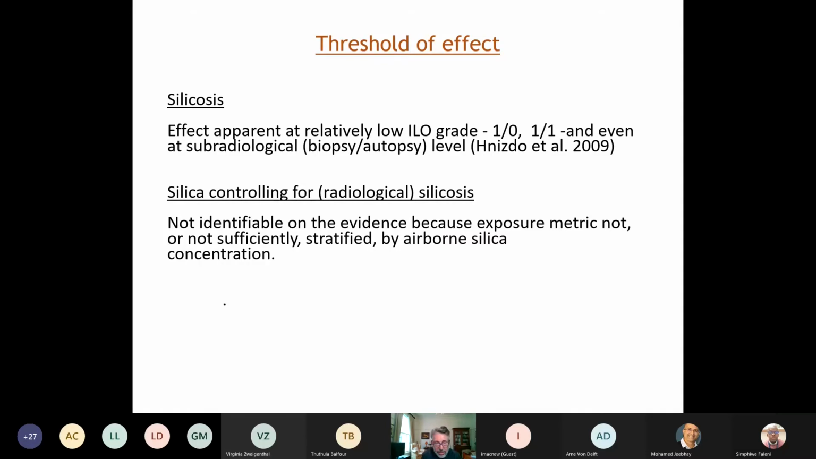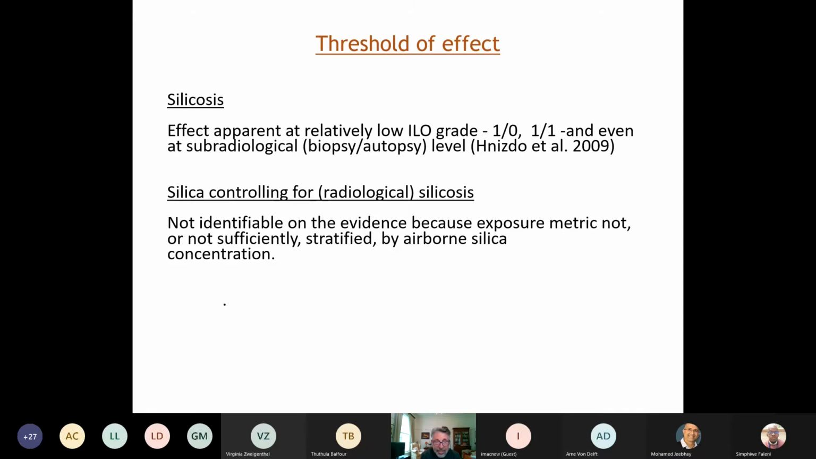When we examined, and this won't be apparent to you from the slide, the first increment in effect for silicosis, the effect was apparent at relatively low silicosis grade, using the International Labour Organization classification, which uses numeric gradings. Even at the lowest level, the first grade, 1/0, and upward from there, an increased risk was visible.